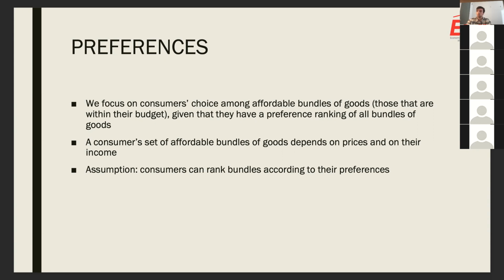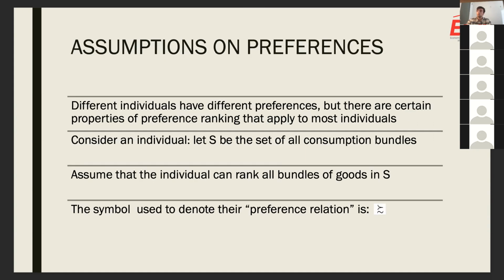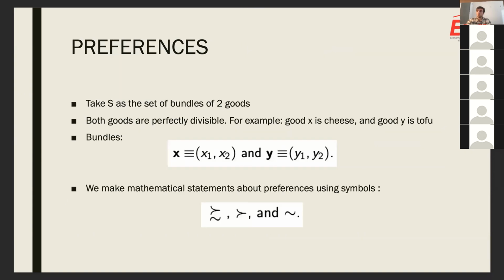The underlying assumption is that consumers can rank bundles according to their preferences. Different individuals have different preferences, but there are certain properties or preference rankings that can apply to most individuals. So let's take any random individual, and let S be a set of consumption bundles. Assume that the individual can rank all bundles of goods within that set that we're going to refer to as S from now on. And the symbol used to denote their preference relation is the one at your bottom right there. We use that to say weakly preferred or weakly better good. So the good on the left of that would be the weakly better good to the good on the right of that. That means at least as good, by the way, but I'm sure you've covered that.